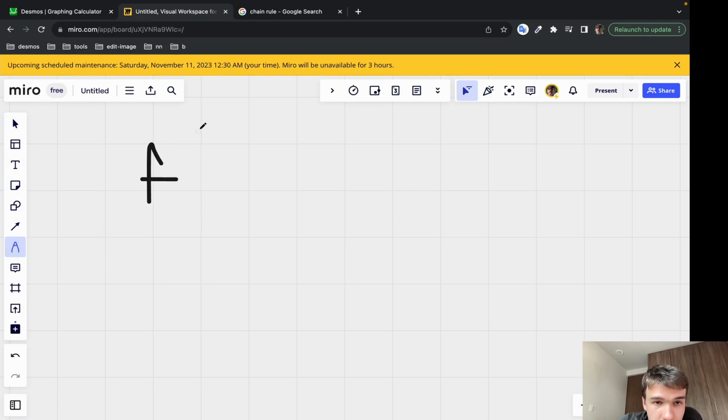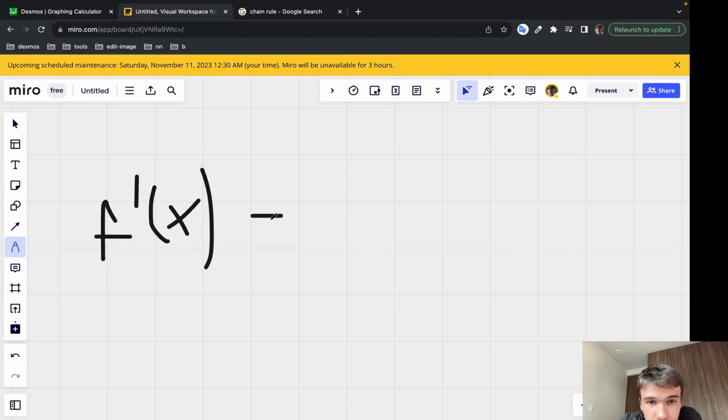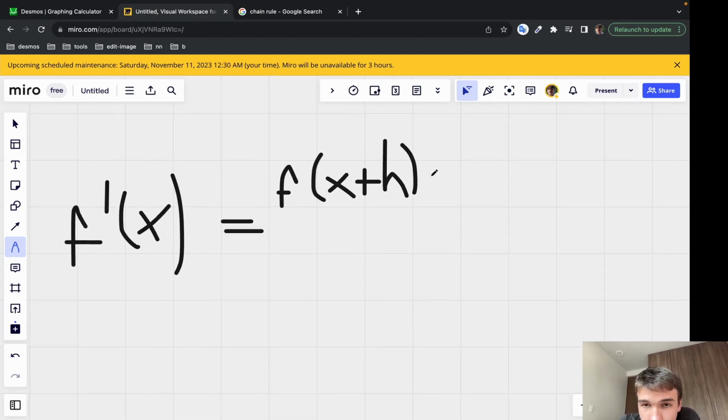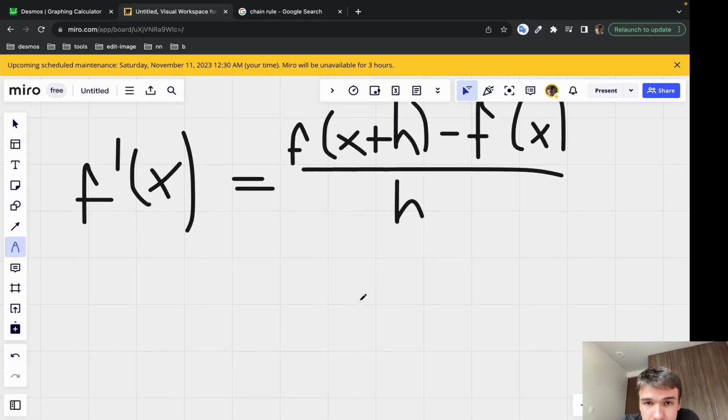So let's say we have f of x, and of this f of x we're going to take the derivative. The derivative is denoted by this dash before the brackets. Then we say that it is equal to f of x plus h minus f of x, over x plus h minus x, which is just simply h. For those of you who are not familiar with this formula, please check my video about derivatives, where it is explored and visualized how it actually works. I don't want to rewrite it again.